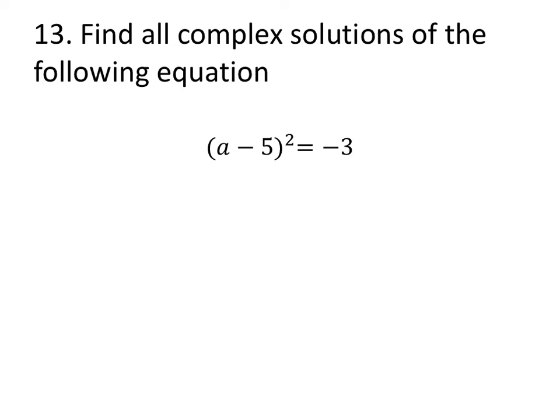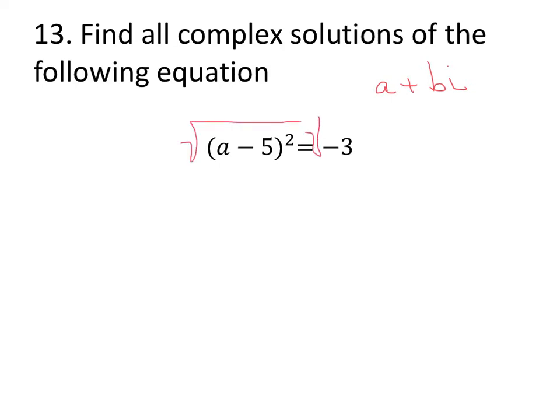In this problem, it wants you to find all of the complex solutions, and that gives you the idea that we're dealing with complex numbers, and complex numbers are of the form a plus bi, where i is the imaginary number. So we have a squared term on the left. We can then take the square root of both sides right off the bat.